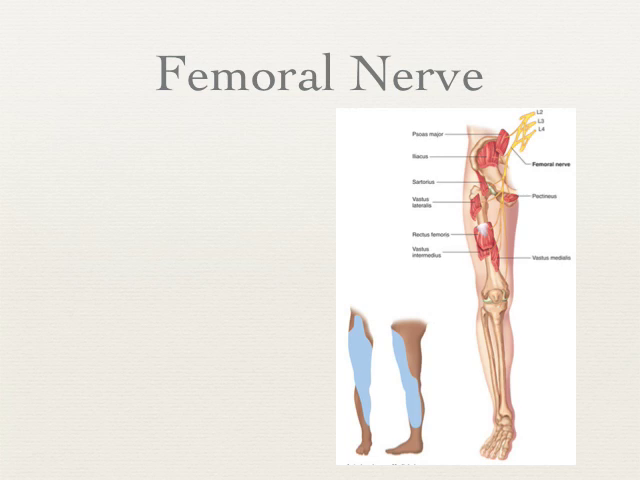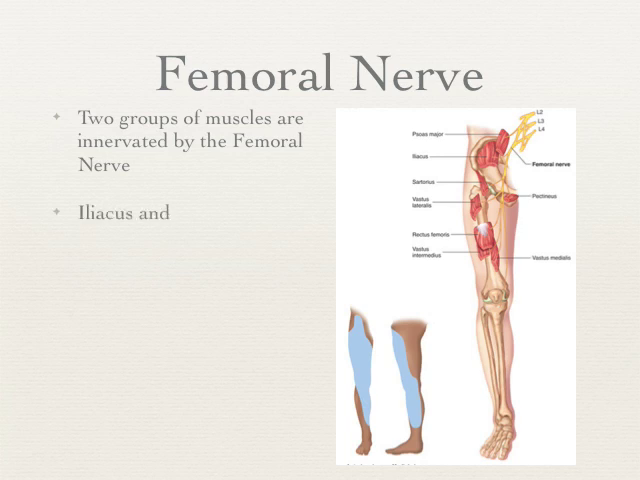Well, the femoral nerve here has two groups of muscles that it attaches to. And here's the easy way to learn this. Don't learn this muscle by muscle. Learn it group by group. Now, if you look at the picture, this picture is from your textbook, you're going to see iliacus and psoas major. And that stands to reason, doesn't it? Because the femoral nerve comes right out from between them, so it's going to tell psoas major and iliacus when to work.